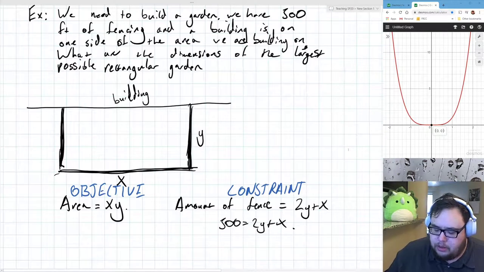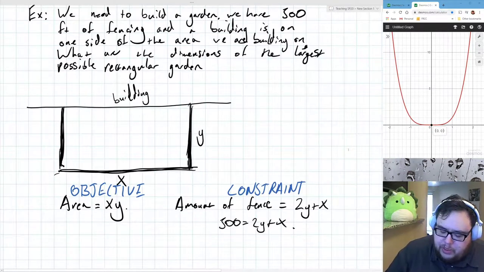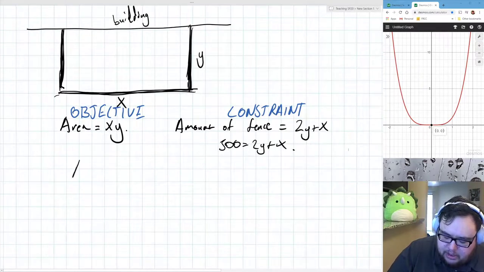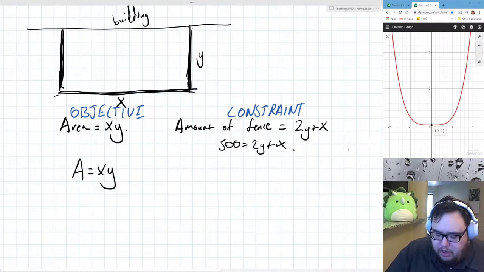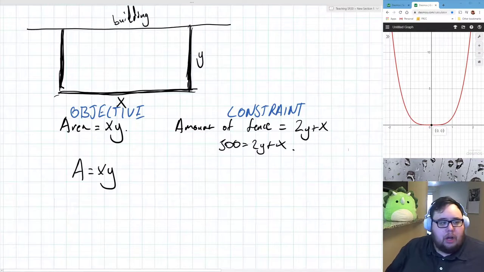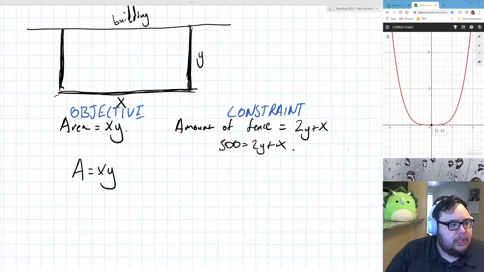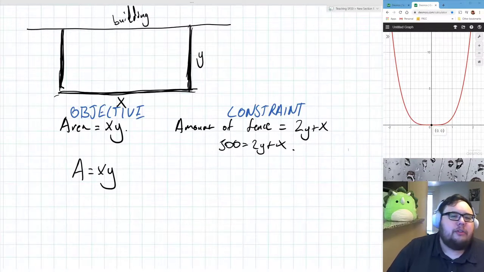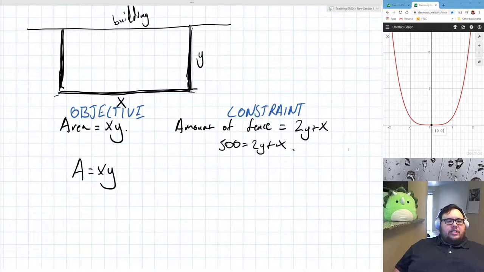Okay. So at this point, what we really want to do is take this objective equation, A equals xy, and find the maximum, a value that makes it maximal. Unfortunately, in order to do that, we need this to be written as a single variable. We have too many variables right now. You might think about using implicit differentiation, but it turns out implicit differentiation is not the right tool for this. We would need partial derivatives, and that's a Calc 3 topic. So we're going to use our constraint to rewrite our objective equation.